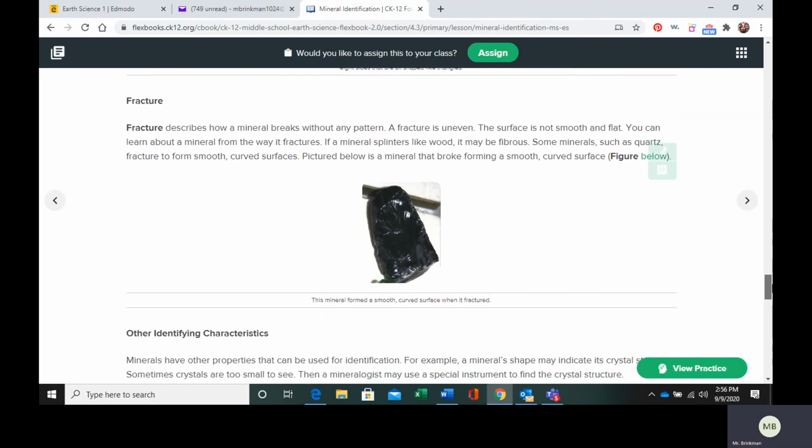Fracture is when it breaks but it doesn't leave a pattern. It leaves something that's kind of uneven. The surface is not smooth or flat. All right.